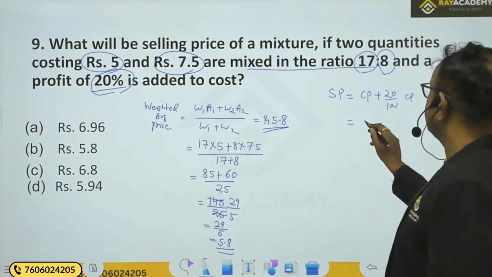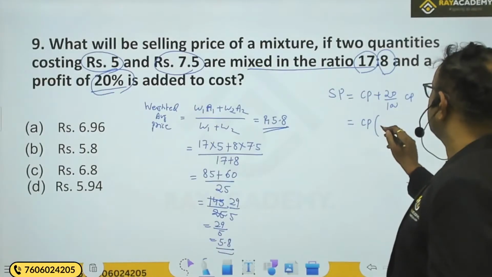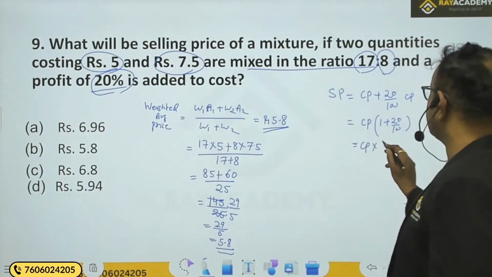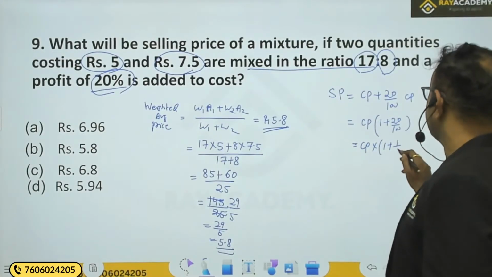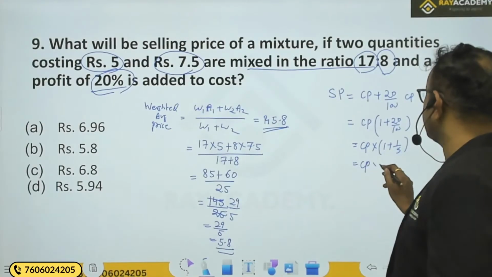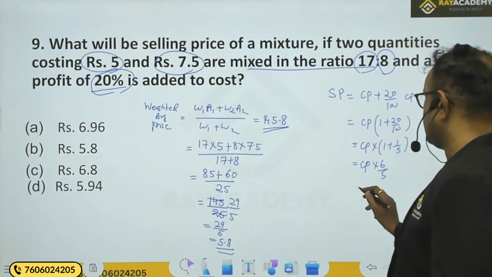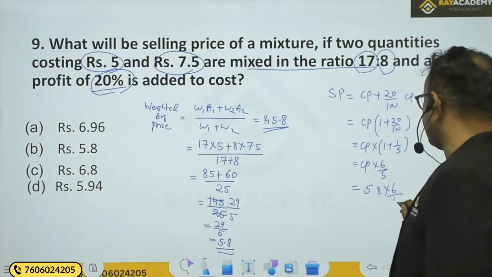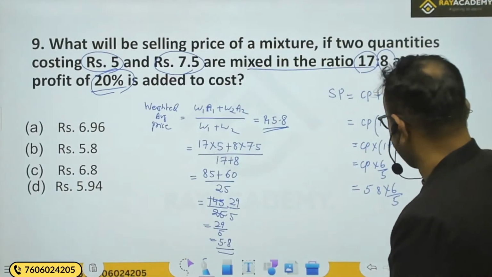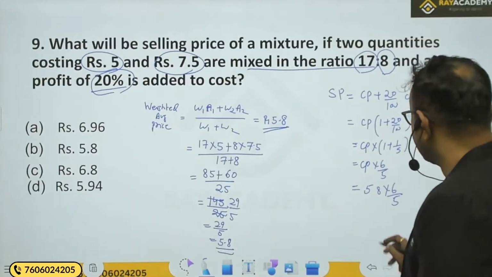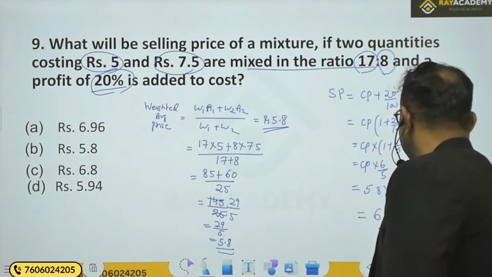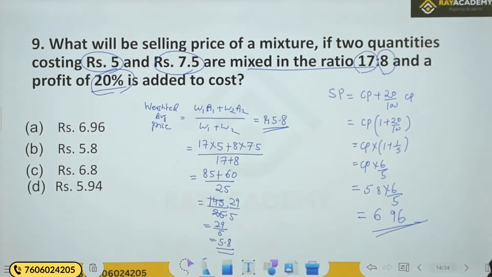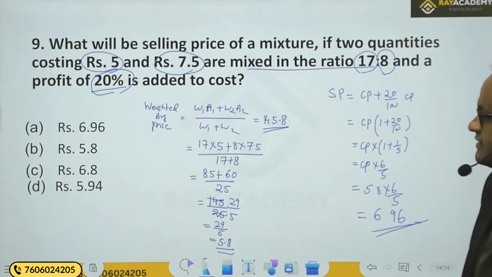So you can say CP into 1 plus 20 by 100, or CP multiplied with 1 plus 1 by 5, or you can say CP into 6 by 5. So CP is 5.8 multiplied with 6 by 5, and you will get 6.96. If you calculate, 6.96 is the right answer. So option A is the correct answer.